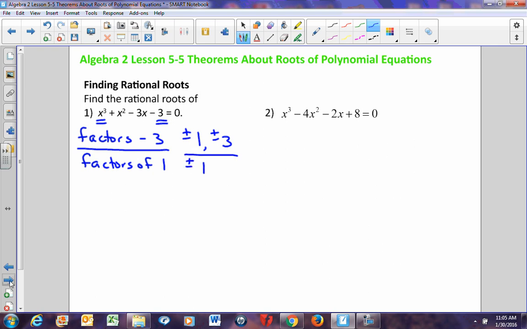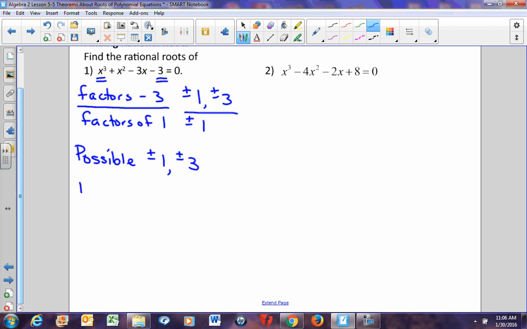Plus 1 times plus 1 is positive 1. Negative 1 times negative 1 is positive 1. So, the possible rational roots are 1 divided by 1 is 1, so plus and minus 1, and plus and minus 3. Because if you have 1 in the denominator, it's really nice because you don't have to worry about any fractions. So my possible rational roots are plus and minus 1 and plus and minus 3. Now, to determine what the rational roots actually are, I have to test those roots. I have to test every one of them.